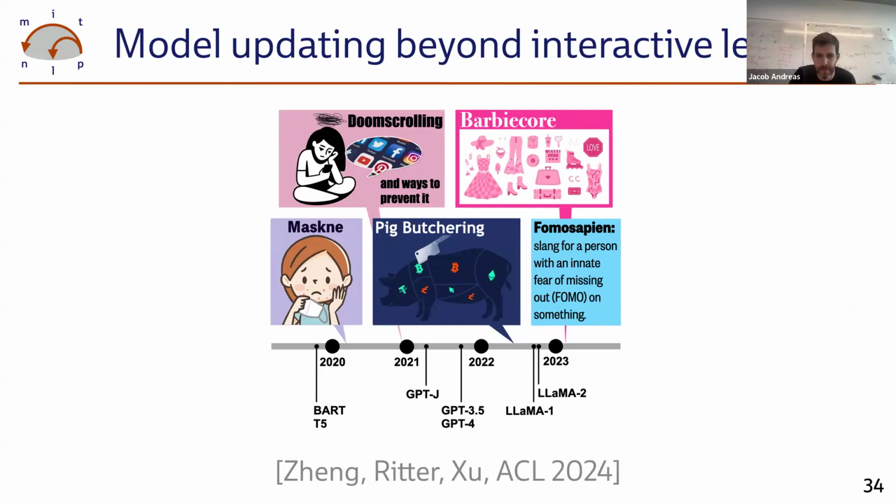This is a paper from some folks at Georgia Tech, where they're observing that many new words have entered the English lexicon since the models that people are currently interacting with were trained. We have maskne, we have doom scrolling, we have barbiecore, and it would be unfortunate if every time a new word appeared in the English lexicon, or in the lexicon of all of the languages spoken in the world, we had to update some system prompt somewhere with some definition of that word. And every new fact that appeared in the world also had to make its way into the system prompt.